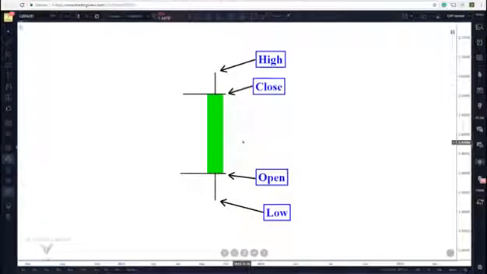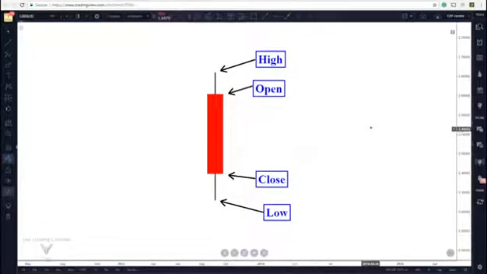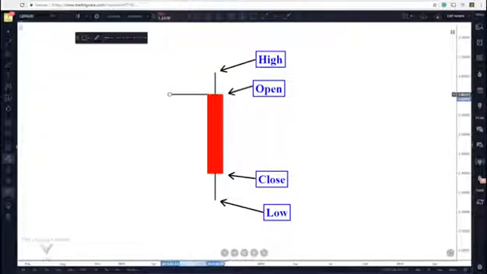Now we'll quickly go over a bearish candlestick as well. Now, as you may have noticed, these two are very similar. The only difference in a red or bearish candlestick is the fact that the close was below the open. So here we have the open, and again we'll use this as a daily candle just for example purposes.